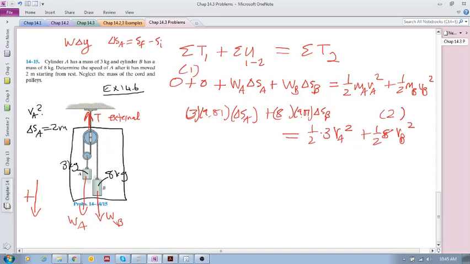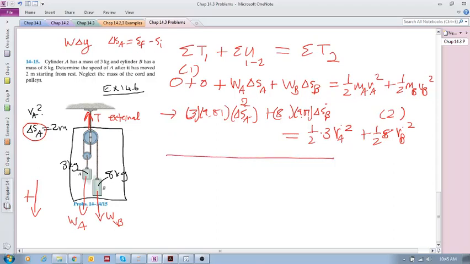Alright, so in this equation here, you can see we've got delta SA, delta SB, VA, and VB. But what do we have? We know that we need to determine the speed of A after it has moved 2 meters, so delta SA is 2. But still, we've got 3 unknowns, so we're going to leave this equation for now.